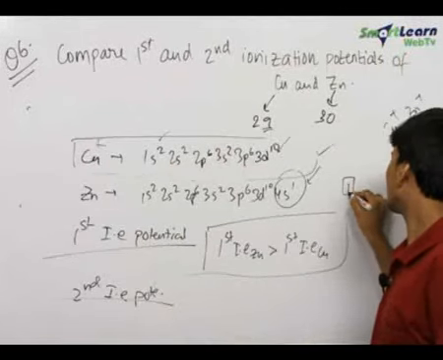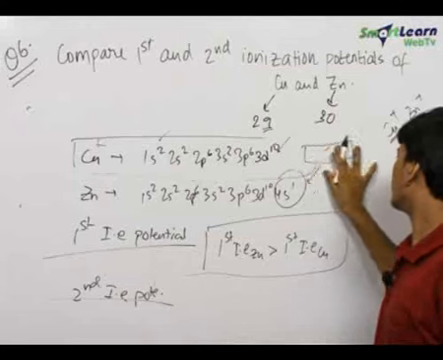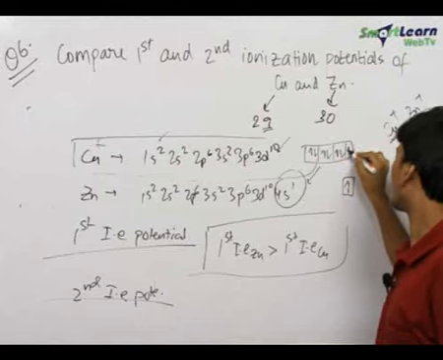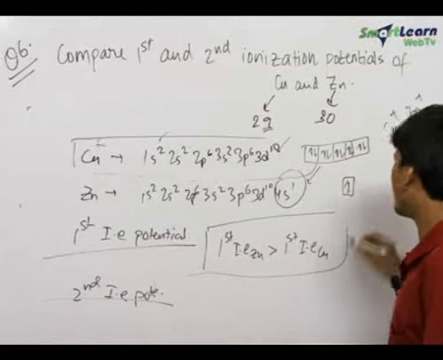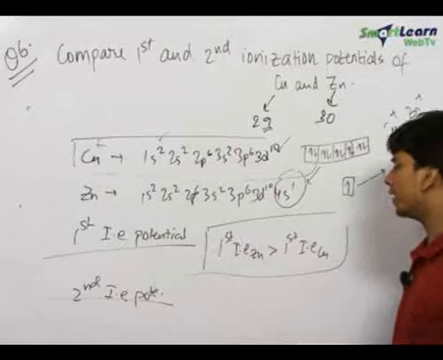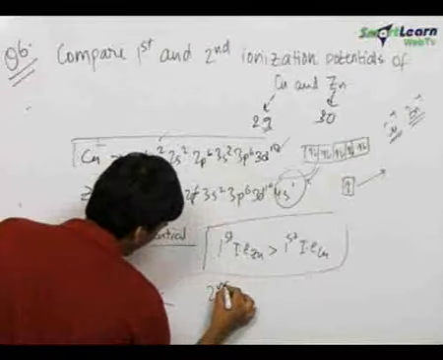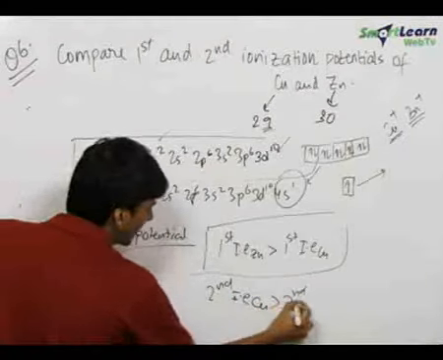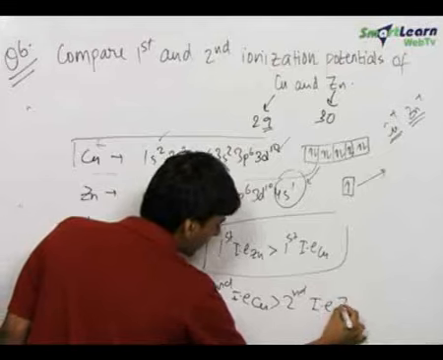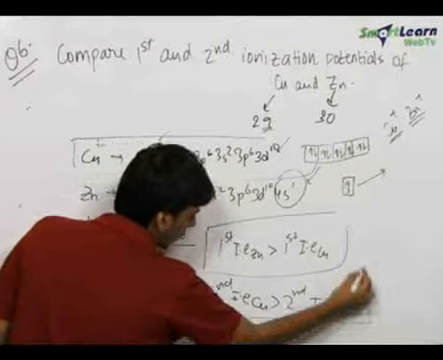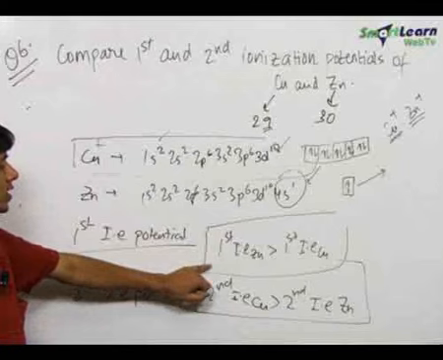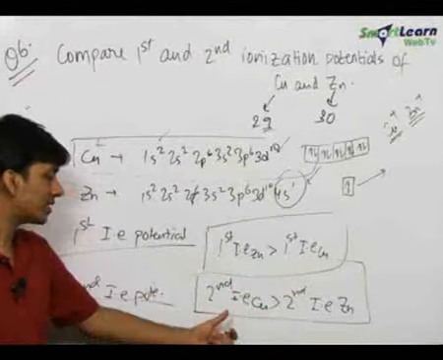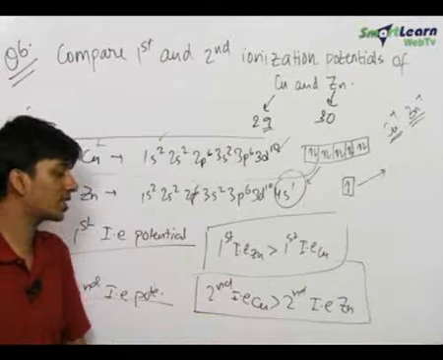Now this s orbital is singly filled, and this d orbital is fully filled. Therefore it is easier to remove the electron from here. Therefore the second ionization potential of copper will be greater than the second ionization potential of zinc. So our answer comes out to be: the first ionization potential of zinc is greater than the first ionization potential of copper, and the second ionization potential of copper is greater than the second ionization potential of zinc.